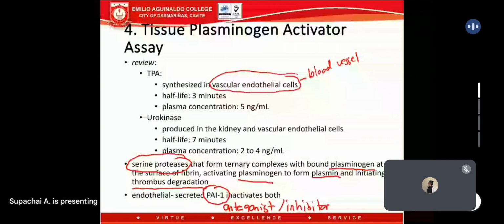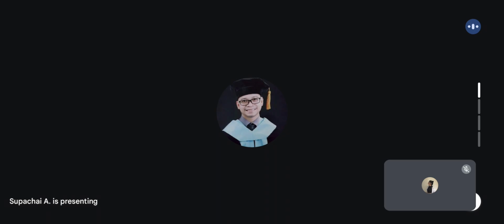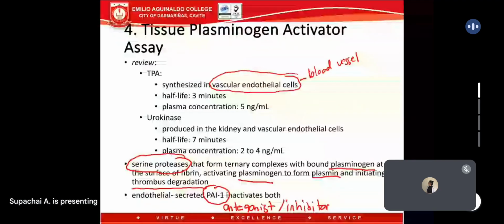The half-life is 7 minutes, and the plasma concentration is between 2 to 4 per ml. So, an enzyme, serine protease. Again, when we say protease enzyme, this can cleave protein. So, the enzyme serine protease that forms a ternary complex with bound plasminogen at the surface of fibrin can activate plasminogen. And once plasminogen is activated, this will form plasmin. And as we all know, plasmin can degrade any thrombi or thrombus for that matter.